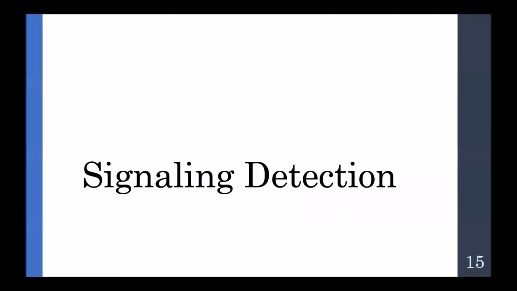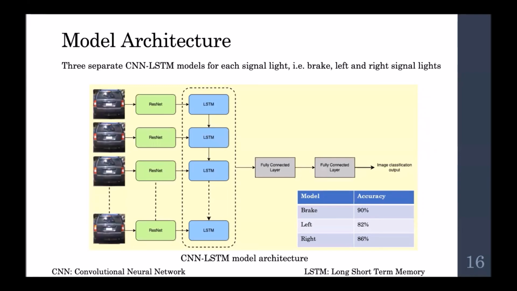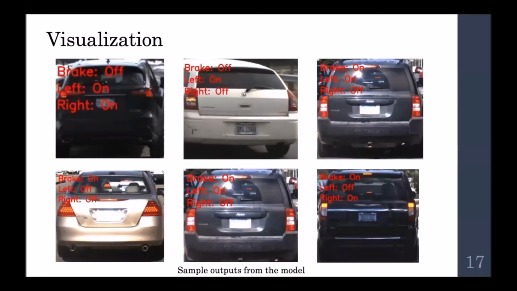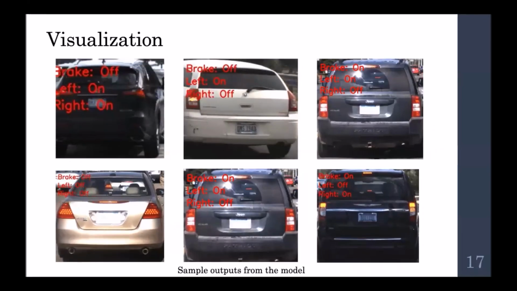In the signaling detection part, we use consecutive time frames of the same vehicle to identify the on and off state of brake, left and right signal lights. A CNN and LSTM model is used for that. As you can see, the model is capable of accurately predicting those states.